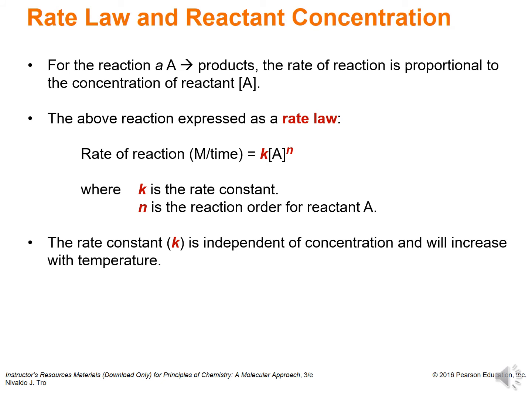So lowercase k is the rate constant, n is the reaction order for reactant A, and then the rate constant is independent of concentration for that given reaction rate, but it does increase with temperature. So the lowercase k, the rate constant, is temperature dependent. It would change its value at a different temperature, so you have to be careful that you're using the correct k rate constant for the reaction conditions in terms of temperature. Again, n is the reaction order, and we'll talk more about that briefly.